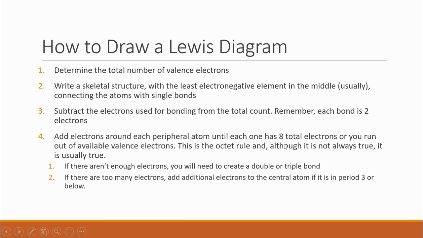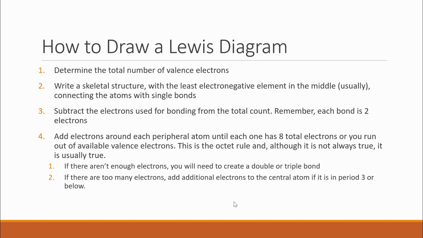How to draw a Lewis diagram. I would recommend pausing the video and jotting down these notes. This is going to help you draw any Lewis diagram. So the first thing you need to do is determine the total number of valence electrons. The second thing is to write a skeletal structure with the least electronegative atom in the middle, usually, and then connect the other atoms with single bonds. The third thing is to subtract the electrons used for bonding from the total count. And remember that each bond is 2 electrons.